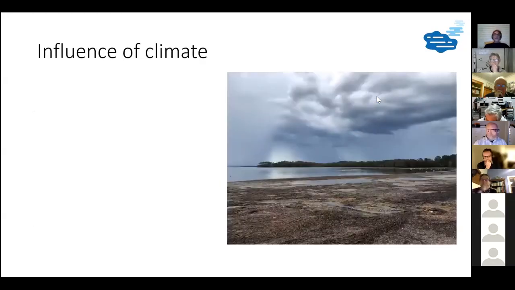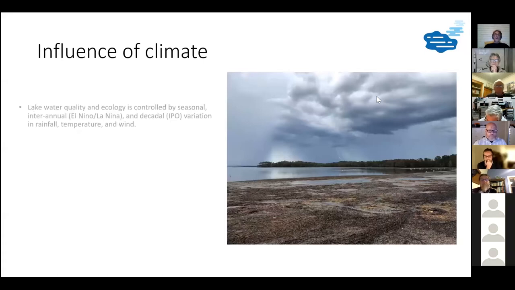So I'll just move on to a little bit of detail about the influence of climate. As I alluded to before, the lake water quality and ecology is really one of the major controls on this is seasonal and interannual and decadal variation in rainfall, temperature, and wind. If we look at all of the water quality data that we have and analyze that as a function of time, either month or years, we can see very strong patterns.